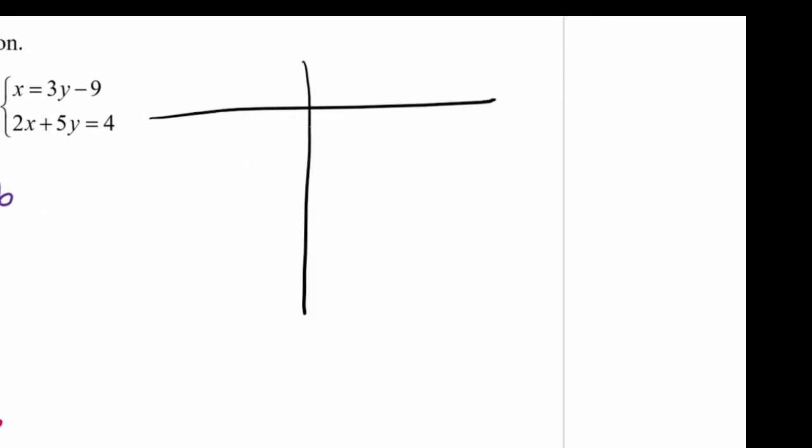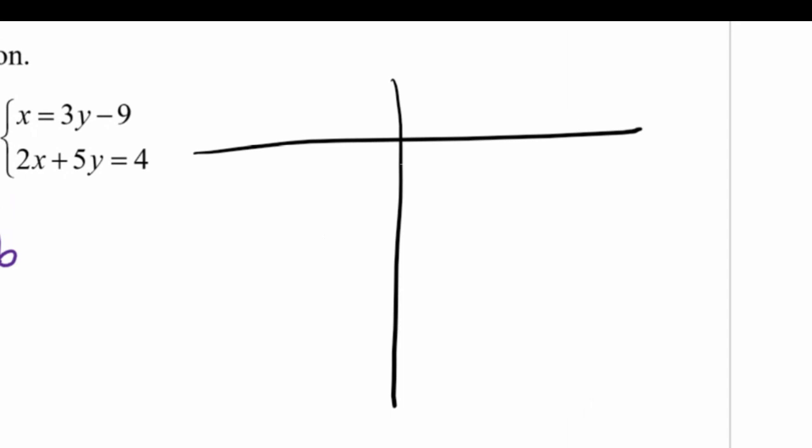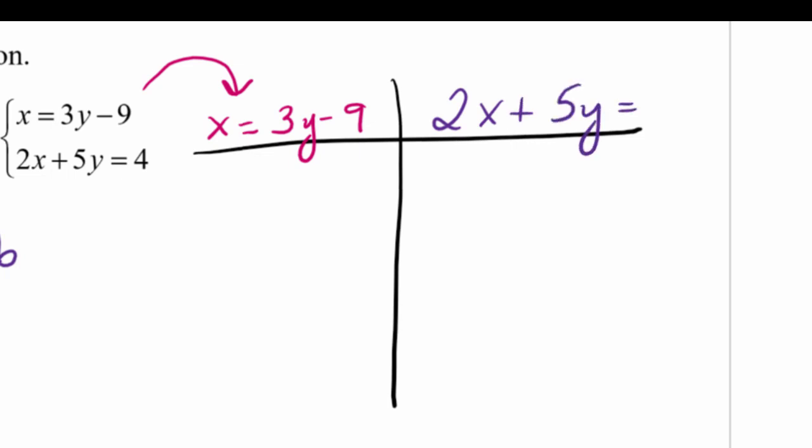All right, example number 2. We once again have two linear equations. But notice this time that our first equation is not in slope-intercept form. It is solved for the variable x, but that's okay. We still have an equation that's solved for one of the variables, so we're going to use that on the left side of this T table. And then we're going to write the second equation on the right-hand side. So that's your first step, just deciding which equation goes on which side.